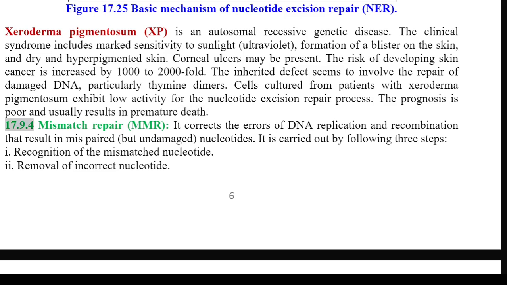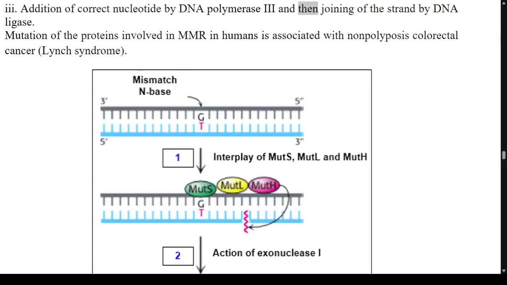17.9.4 Mismatch repair, MMR. It corrects the errors of DNA replication and recombination that result in mispaired, but undamaged, nucleotides. It is carried out by the following 3 steps. 1. Recognition of the mismatched nucleotide. 2. Removal of the incorrect nucleotide. 3. Addition of the correct nucleotide by DNA polymerase III and then joining of the strand by DNA ligase. Mutation of the proteins involved in MMR in humans is associated with non-polyposis colorectal cancer, Lynch syndrome. Figure 17.26 Basic mechanism of mismatch repair, MMR.